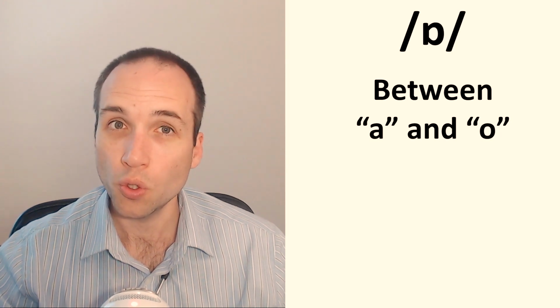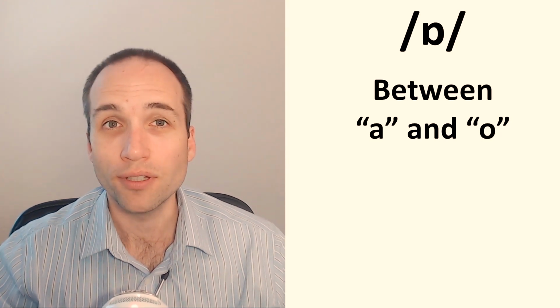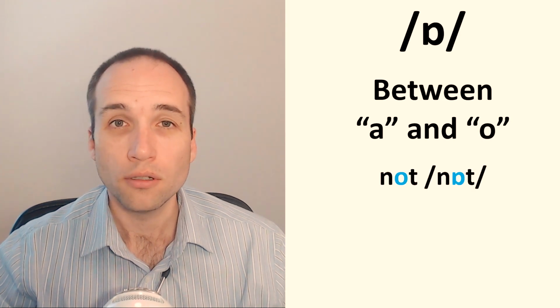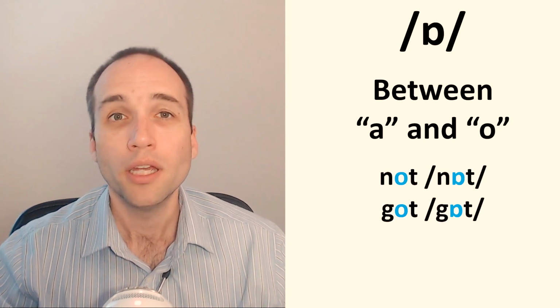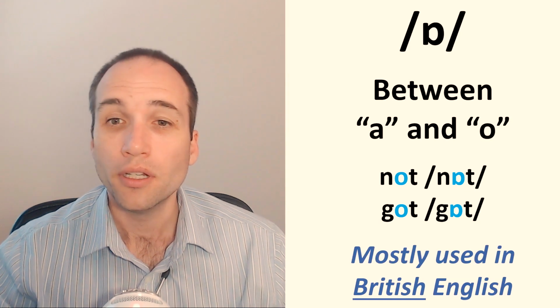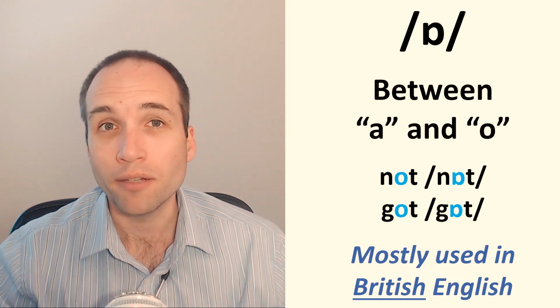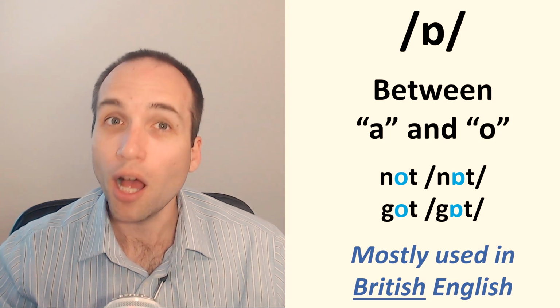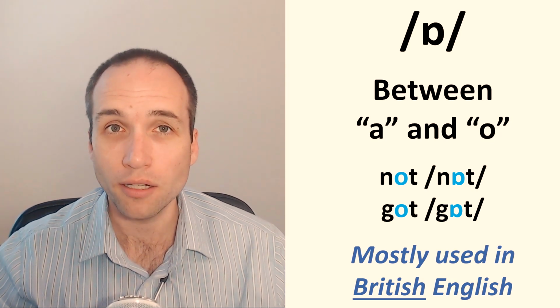The next sound is a British sound. It's not ah, it's not o, it's in between those sounds. It's more like o, like in the words not and got. In American English, it's not used as often. In fact, in my accent, we would pronounce these like the previous sound, the ah sound, and I say not and got.